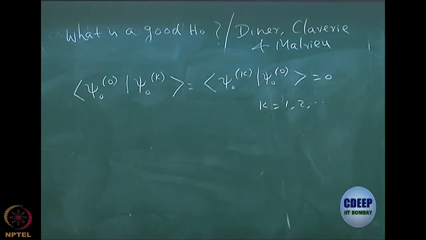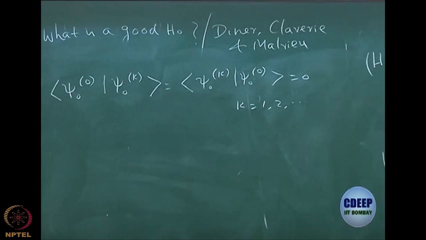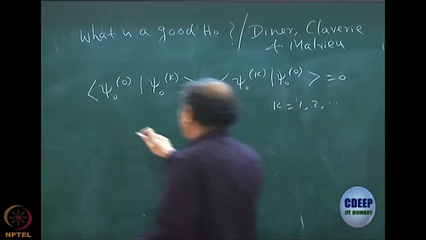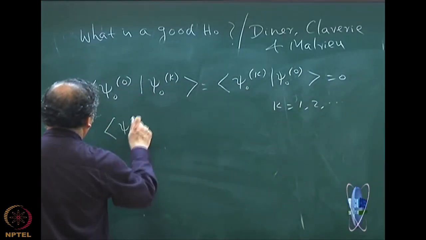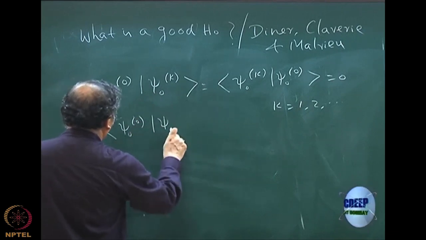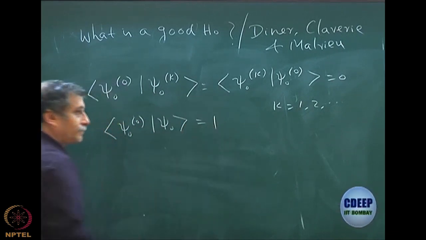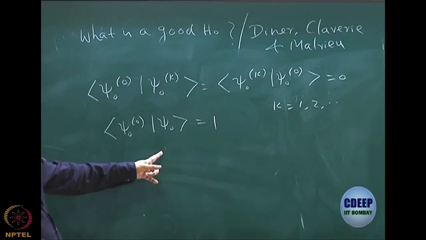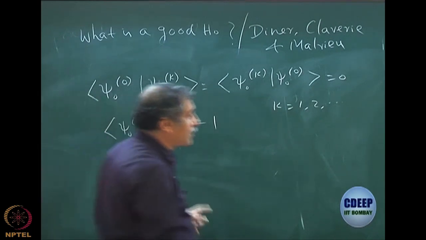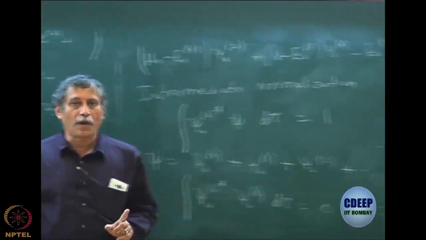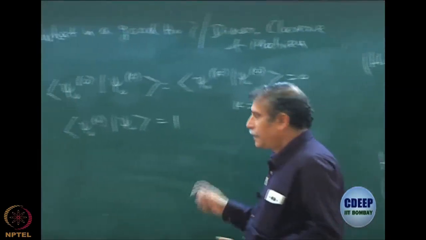So this is my restatement of intermediate normalization, which automatically means that psi 0 0 with psi 0 is equal to 1, which is the exact ground state. So this is the exact ground state of H, because you have this psi 0 0 here. So that gives you 1 and the rest becomes 0.